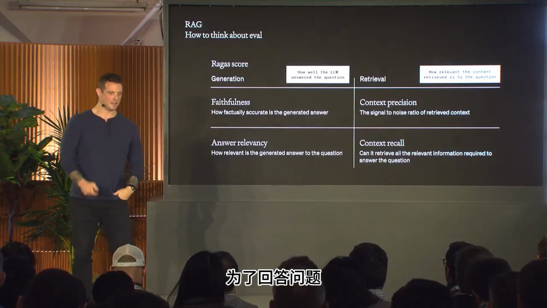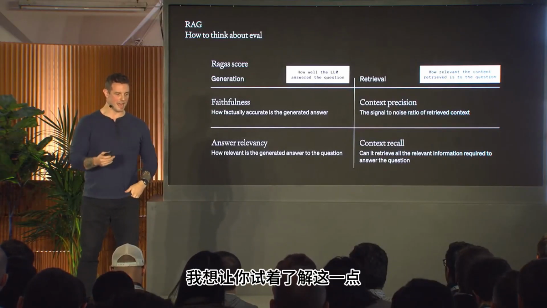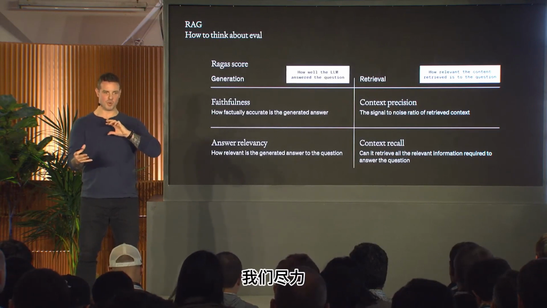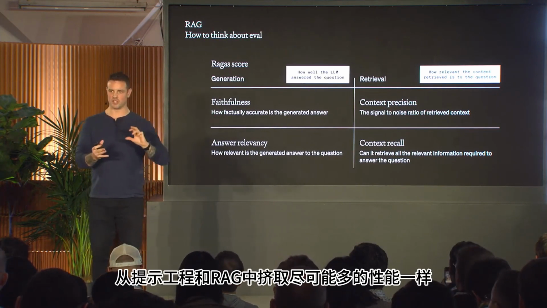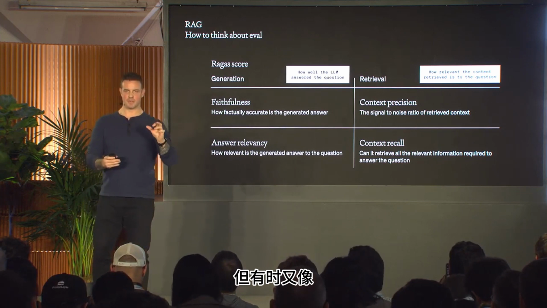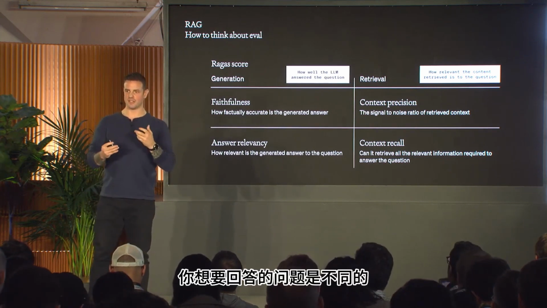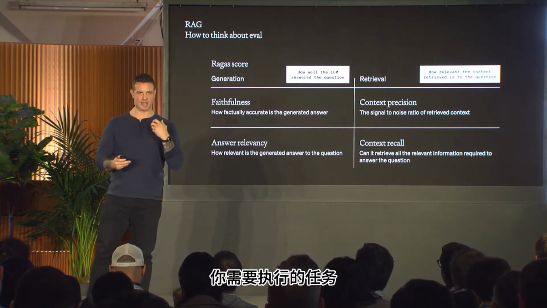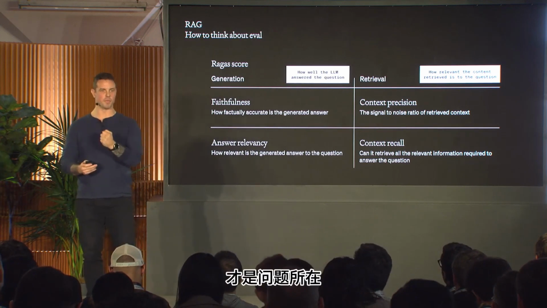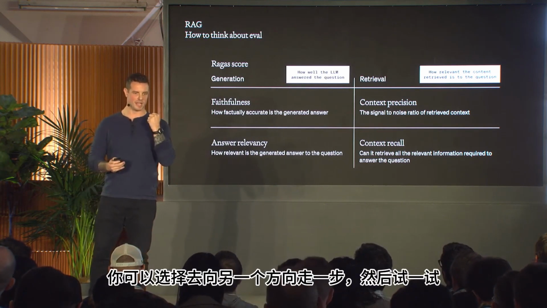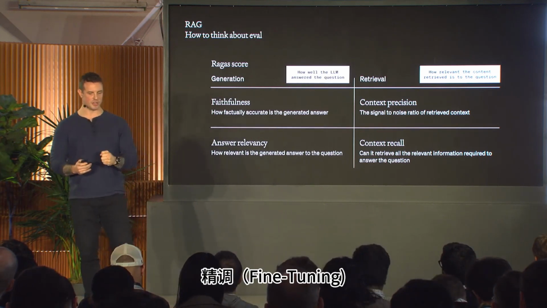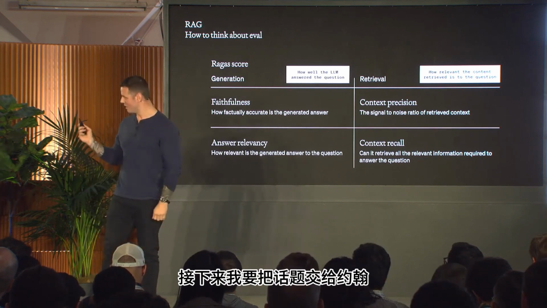And I guess I wanted to leave you with that, because that's us trying to squeeze as much performance as we can out of prompt engineering and RAG. But sometimes, again, the problem that you're trying to answer is different. Sometimes it's actually the task that you're trying to get it to perform, which is the problem. And that's where you would take a sideways step and actually try fine-tuning. And that's where I'm going to hand you over to John to take you further.